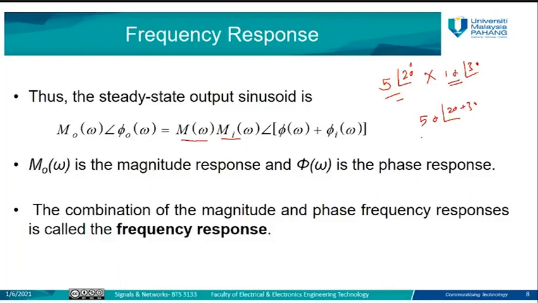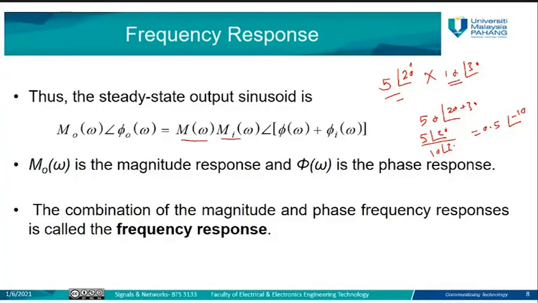If you have 5 with an angle of 20 divided by 10 with an angle of 30, you divide 5 over 10, which is 0.5, and the angles are subtracted. So 20 minus 30 is negative 10. This is how we can apply mathematical operations on the polar form of complex numbers.